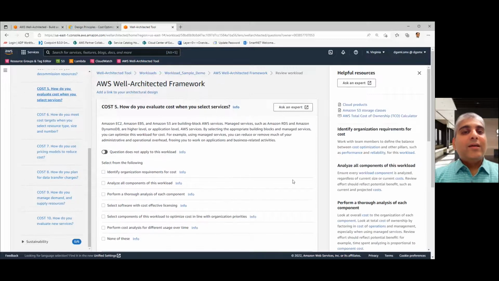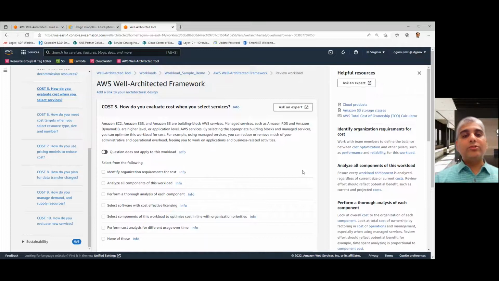All right. So, evaluating cost when you're selecting services. This is at the early stage when you're doing your architecture, evaluating how you want to design your workload. At that stage, understand what your organizational requirements for cost are, whether it's minimize cost or maximize value, or something in between. Knowing that will help you make your decisions appropriately.